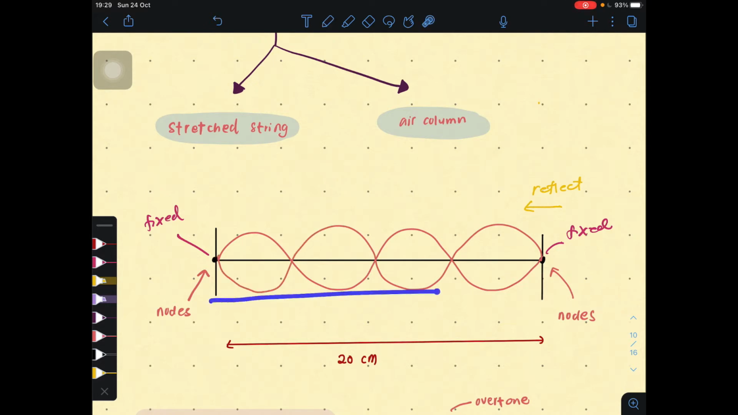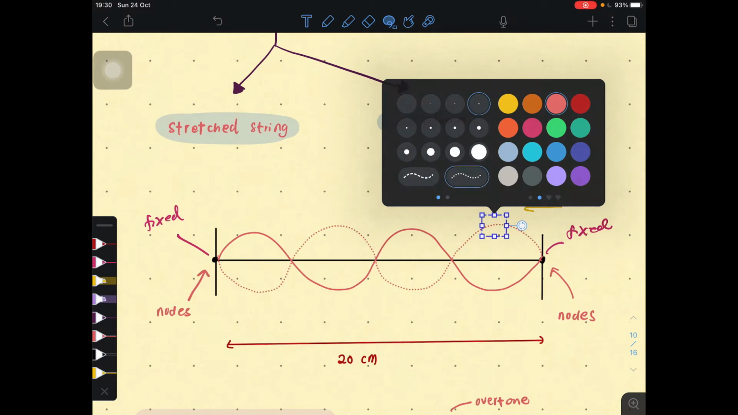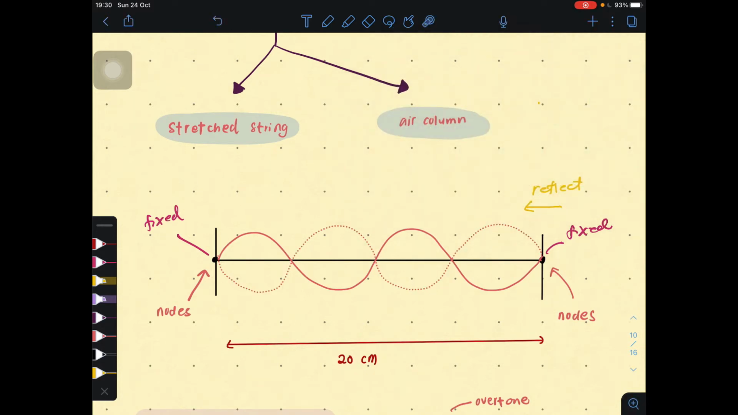So this is what we call a standing wave. Dia akan produce standing wave. Let me make this a dotted line so you can see the difference here. This is the wave that is being reflected back. The point where the waves overlap, we call it nodes. Kita gunakan simbol N. And the point where they do not overlap, which is at the maximum displacement, adalah anti-node. Here kita gunakan simbol A.